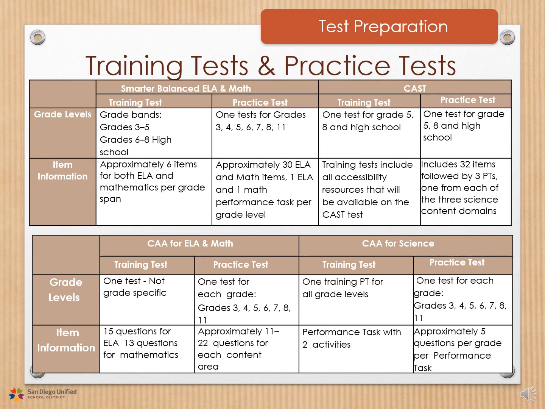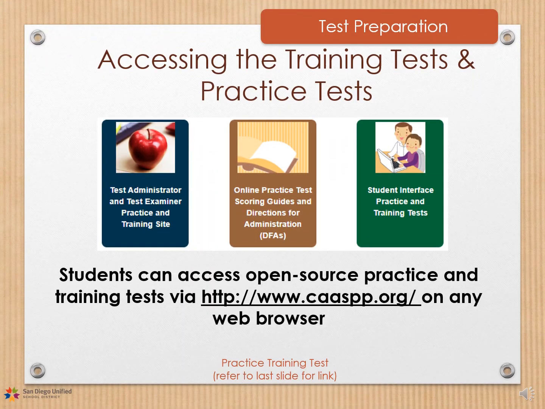This table provides a list of all practice and training tests available by grade and total number of items. Students can access open source practice and training tests via www.caaspp.org on any web browser. Test administrators may set up a test session and have students log in through the secured browser, which simulates the testing environment and allows the students to complete a test over multiple sessions.